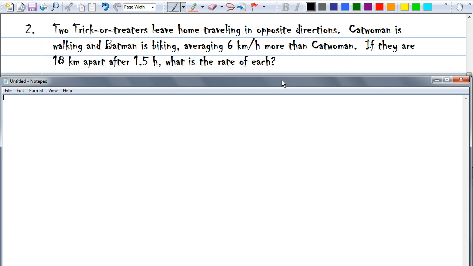Dana, go ahead. Two shooters leave home traveling in opposite directions. Catwoman is walking and Batman is biking, averaging 6 kilometers per hour more than Catwoman. If they are 18 kilometers apart after 1.5 hours, what is the rate of speed?